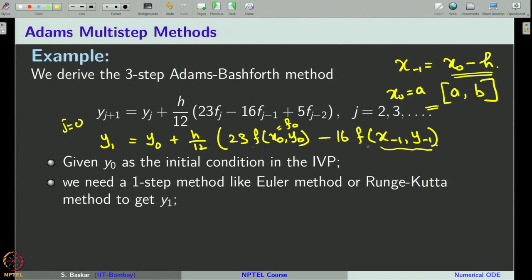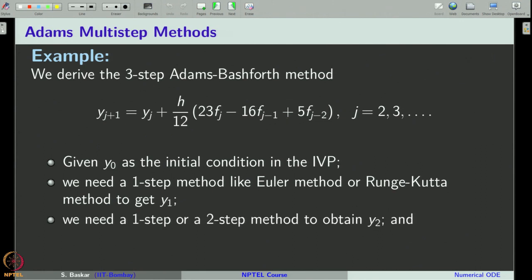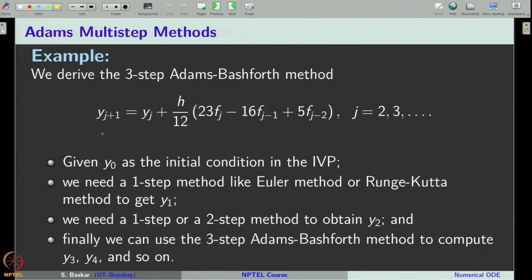Therefore, we cannot apply the 3-step Adams-Bashforth method for computing y1, because we do not know these terms. Similarly, you also cannot get y2, because to get y2, you have to put j equal to 1, and that makes this term f minus 1. Up to this it is okay, but this term is outside our domain of interest. Therefore, even y2 cannot be obtained from this method.